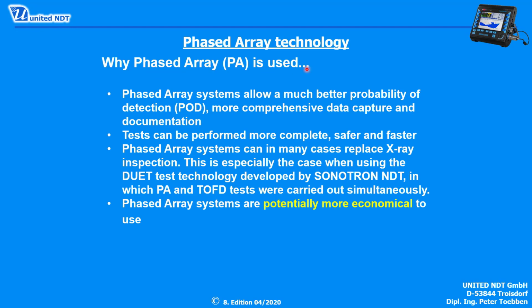Why is phased array used? Of course, phased array systems allow much better probability of detection, with more comprehensive data capture and documentation. Why? We use a wide range of angles, so we cover much more of the volume, so the probability of detection is higher, and we capture more data.